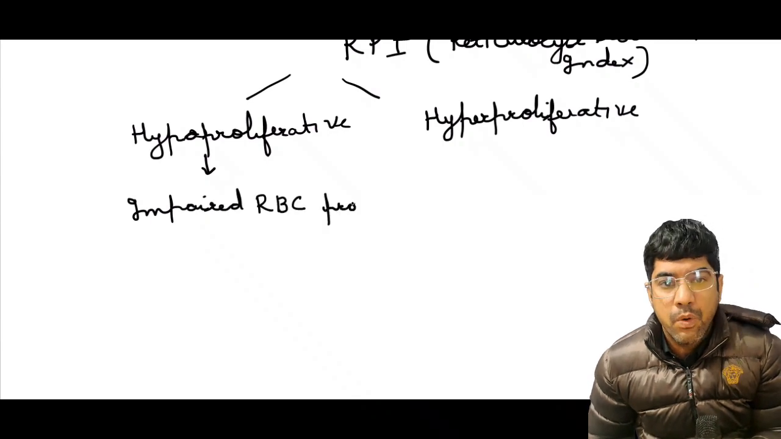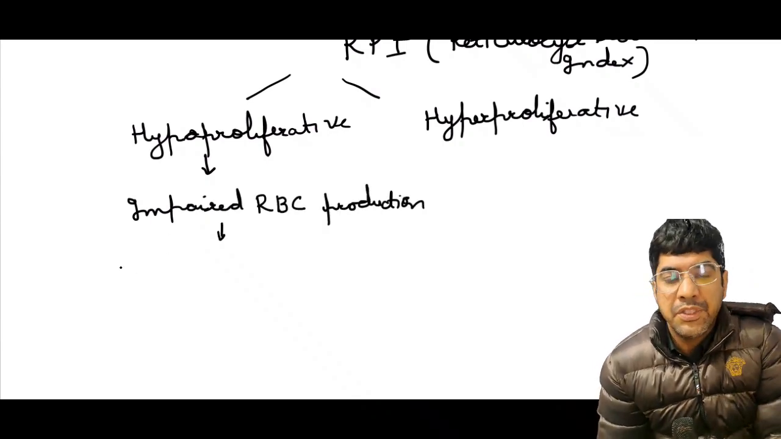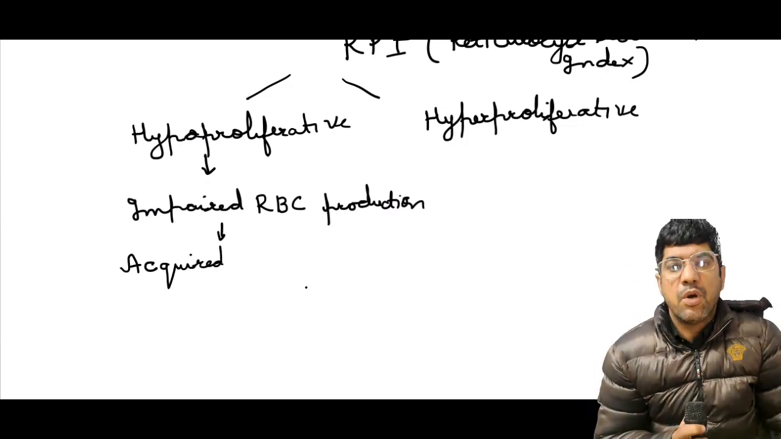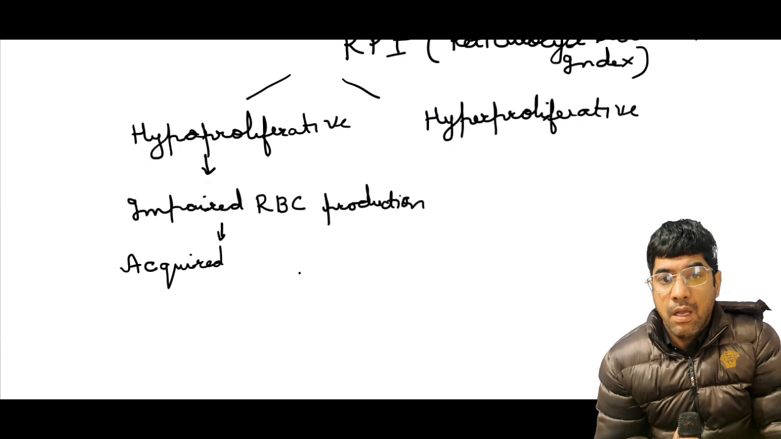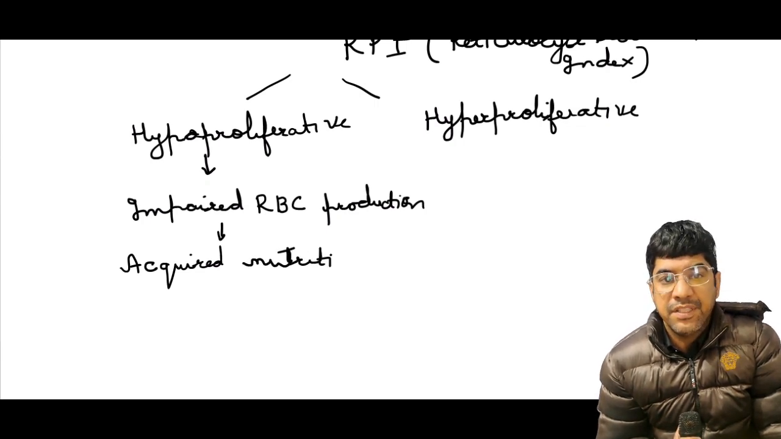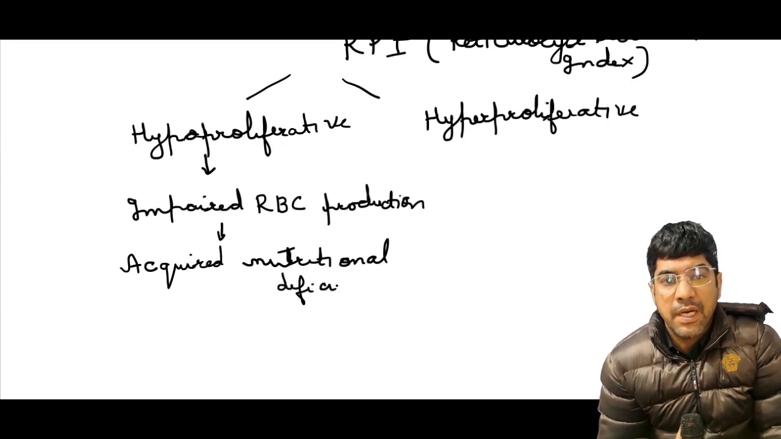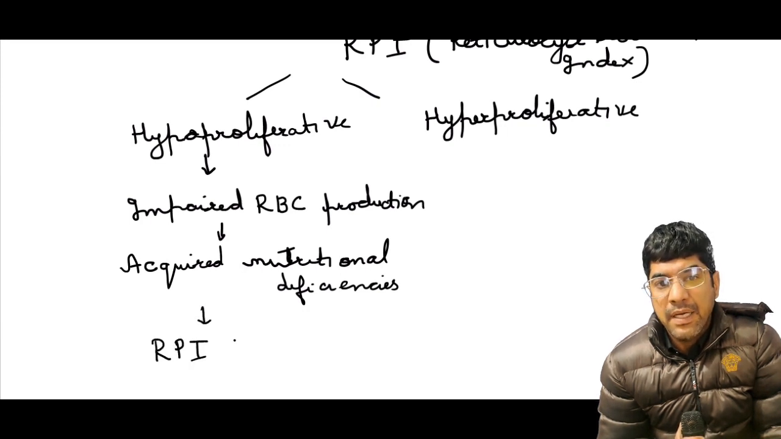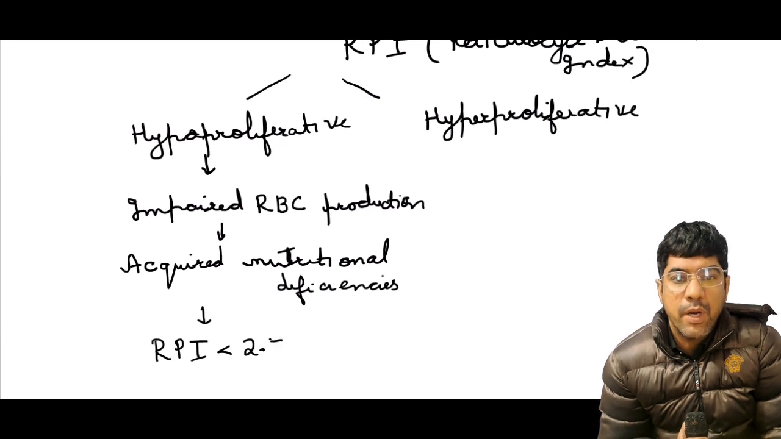Hypoproliferative anemias occur due to an issue in producing an adequate number of red blood cells. These problems can be from acquired nutritional deficiency or systemic disease affecting the bone marrow's ability to produce red blood cells. So when we talk about RPI in hypoproliferative anemia, its value is typically less than 2.5.